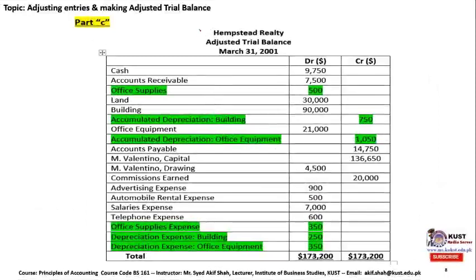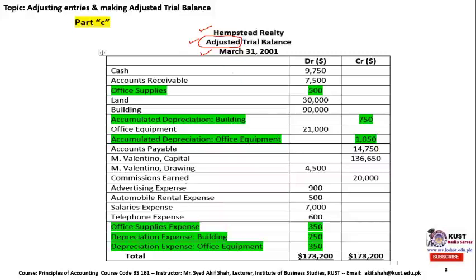We have to mention the company's name, Hampstead Realty, at the top. Then we have written adjusted trial balance rather than trial balance, because we have already adjusted, or we are going to adjust, the entries of part A and part B into this trial balance. Therefore, it is named the adjusted trial balance. In step 3, we have to mention the date, which is March 31st, 2001.